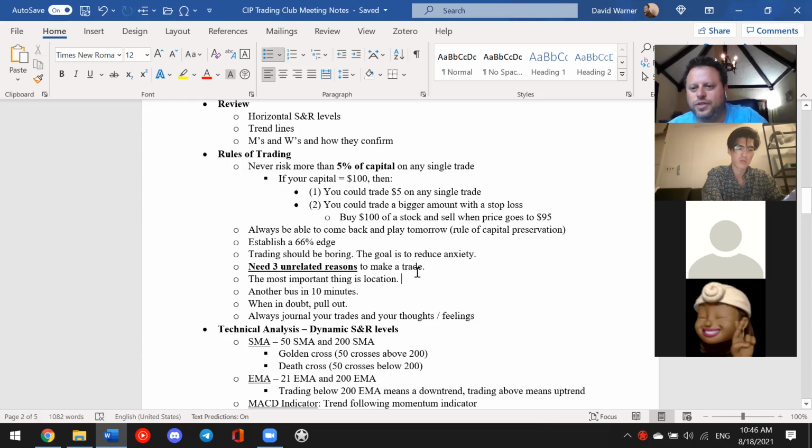Location is the most important thing. That's number one. When I say location, I mean those S&R levels. If you miss a trade, do not chase it. Never chase the trade up or chase the trade down. Wait for it to come to you.